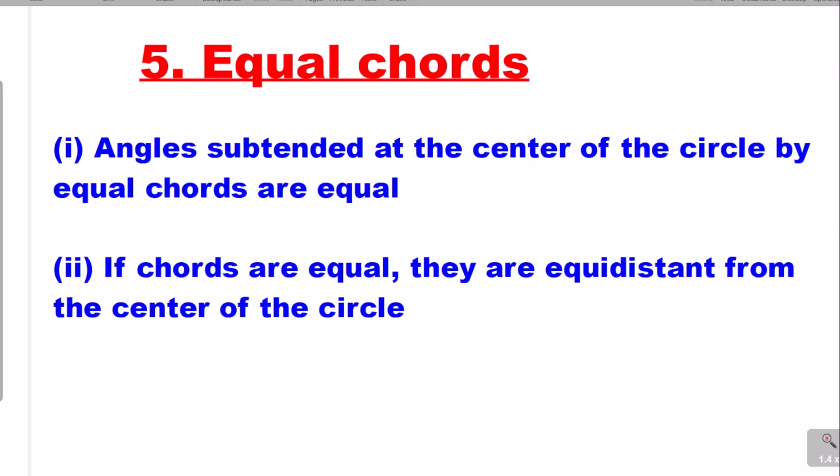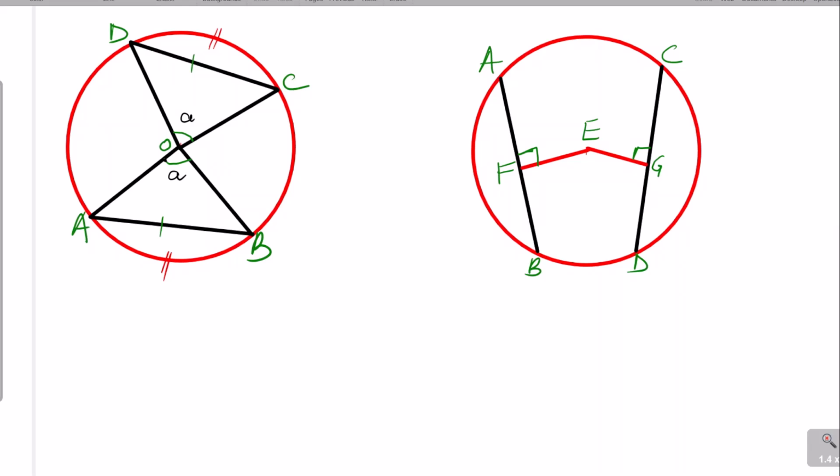Let's go to the second point. If chords are equal, they are equidistant from the center of the circle. In this case, AB is equal to CD. So those two chords are equal, then they are equidistant from the center of the circle. The center of the circle is E. Equidistant means that these distances are the same: from F to E is the same distance as E to G.